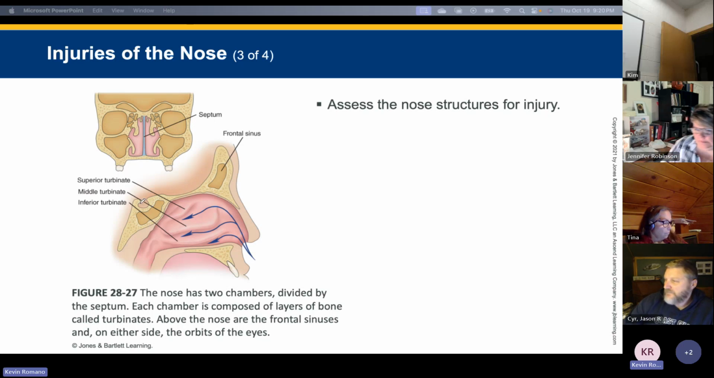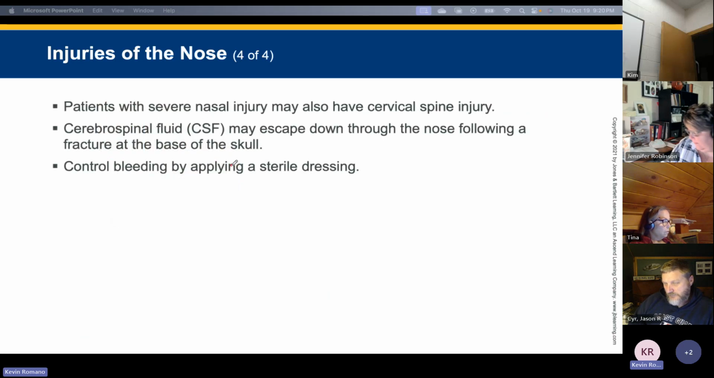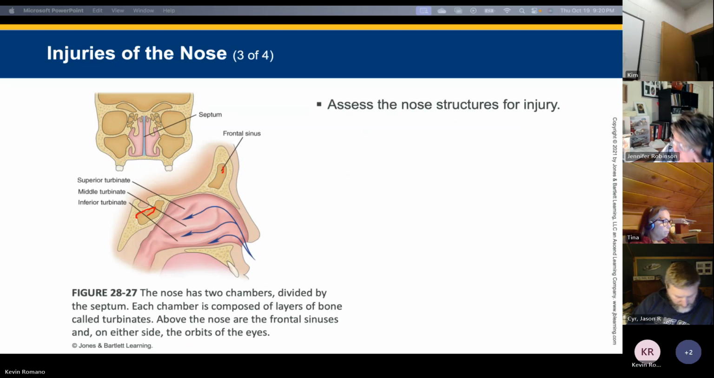These are your sinuses. There's a sinus here. There's a sinus here. Oh, what just happened? Go back. There as well. All right.